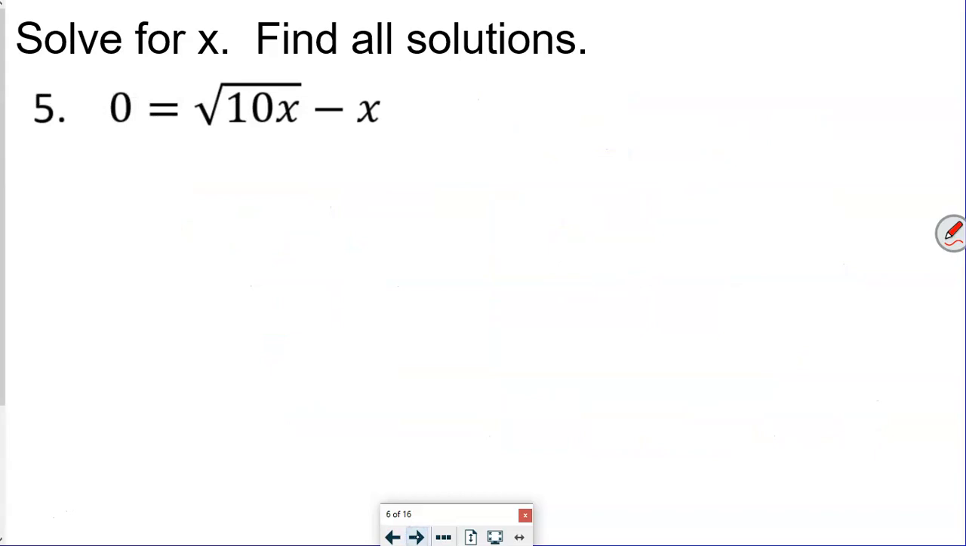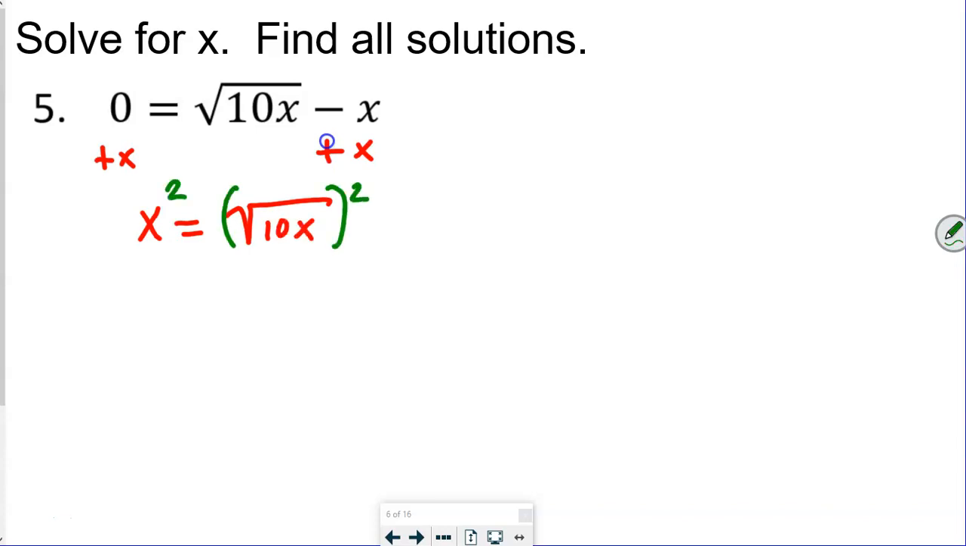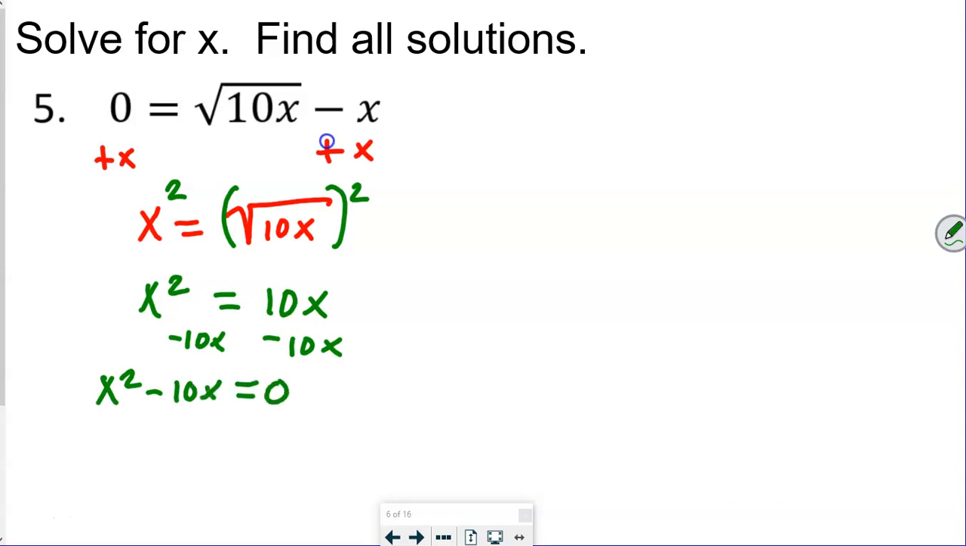And on this one, again, I'm going to add x to both sides because I want to get that radical by itself. So x is equal to the square root of 10x. Then I'm going to, again, square both sides. So x squared equals 10x. Then we're going to subtract the 10x from both sides. So that's going to give us x squared minus 10x equals 0.